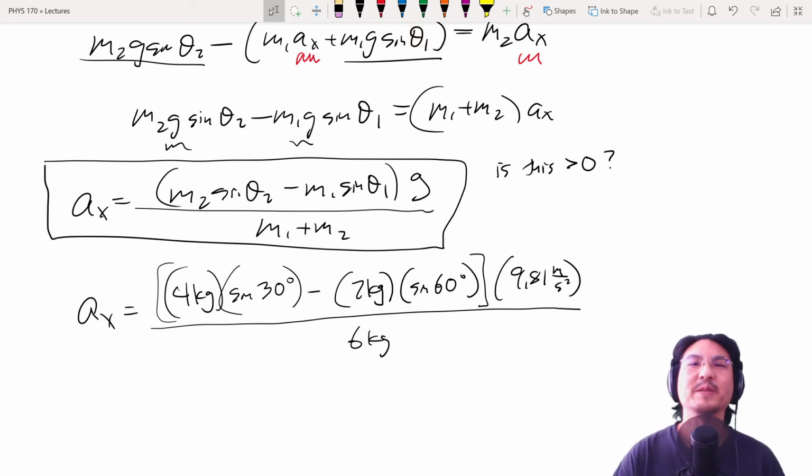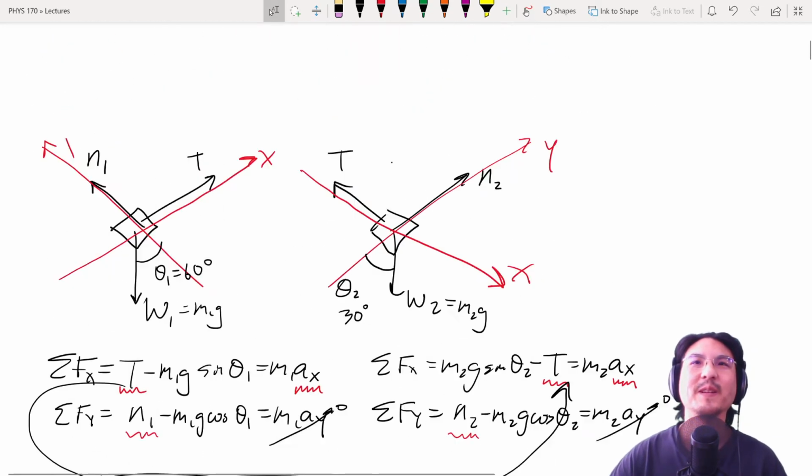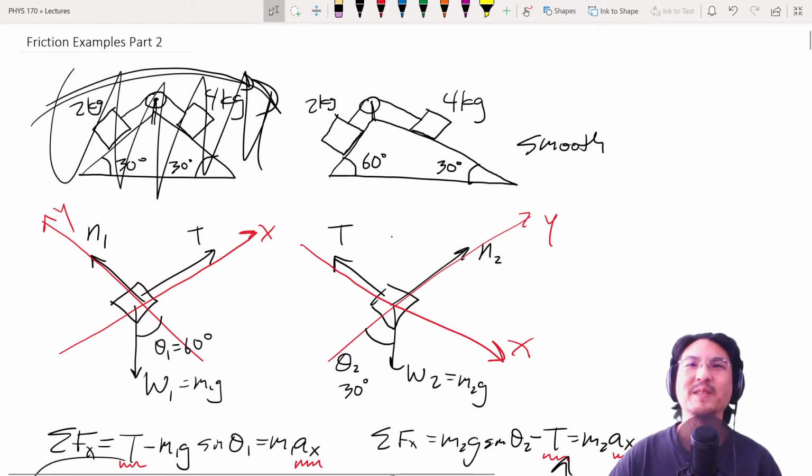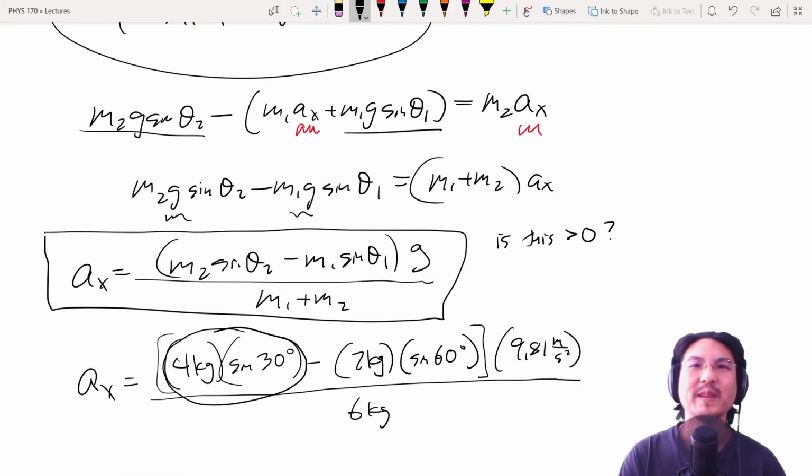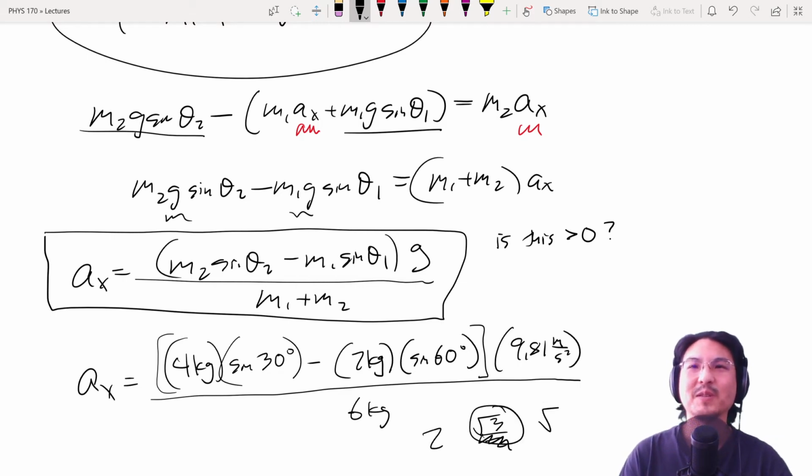Hey everybody. So, a direct follow-up to the previous video where we were trying to figure out which way the blocks were going to slide. Here I just plugged in the numbers, and right here that's going to be 4 times half, so that's 2, and then sine 60 is root 3 over 2, so root 3 over 2 times 2 is root 3. This was 2, and root 3 is definitely less than 2 because root 4 is 2.